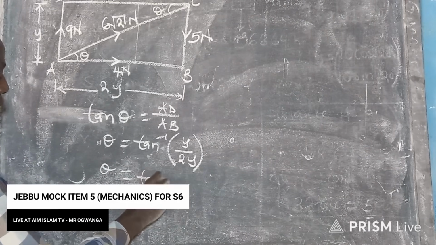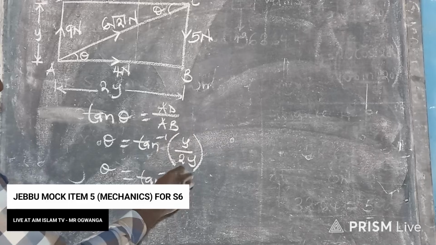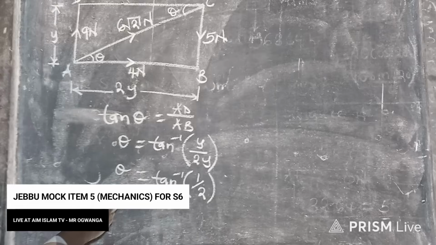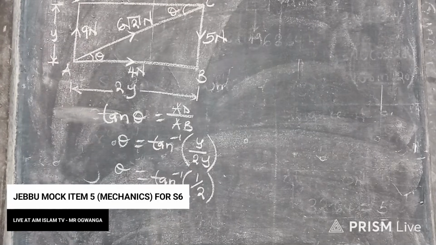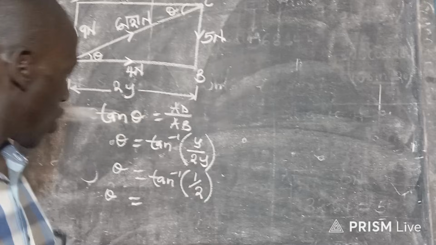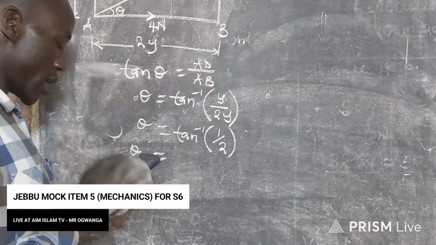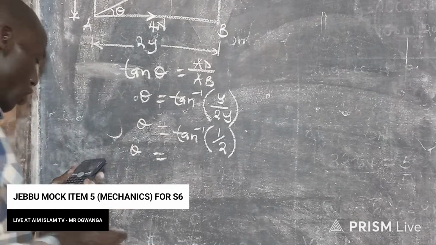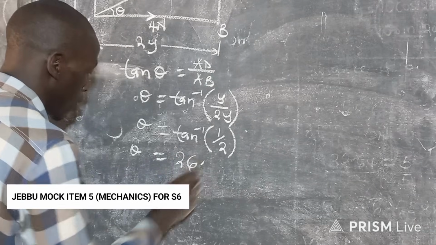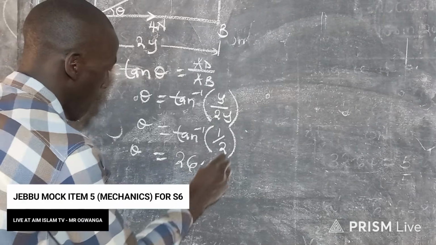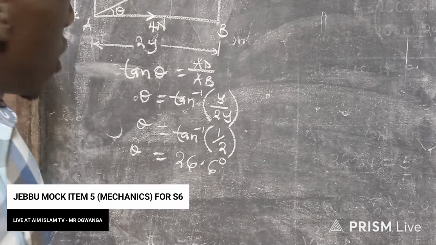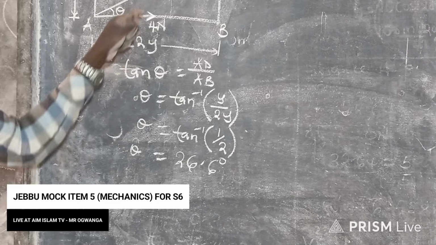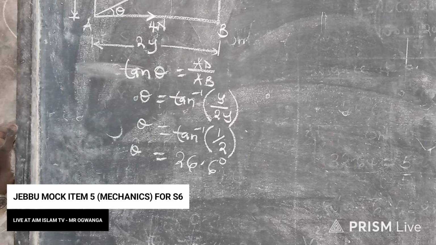So if I cancel the y, we only remain with 1 over 2. That will give us the angle. So 1 over 2, the tan inverse of 0.5, is the same as 26.6 degrees here. So that 26.6 degrees will now help us in resolving this rectangle.